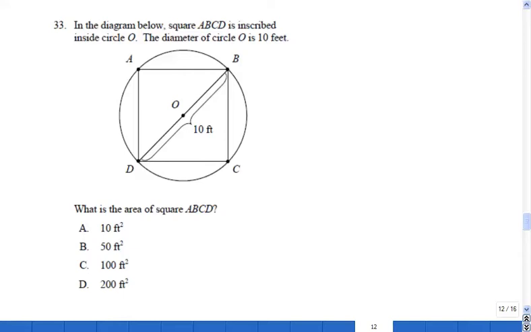Energy proficiency exam, problem number 33. Let's see who's going to stop us from passing the proficiency exam. The diagram below, square ABCD is inscribed inside a circle O, right? The diameter of circle O is 10 feet. Good. What is the area of the square ABCD?